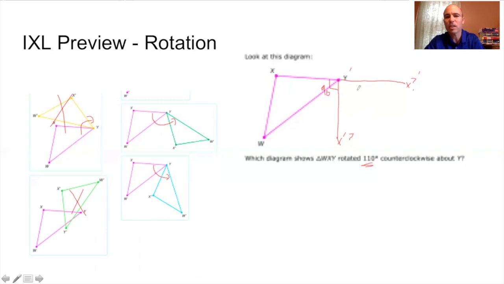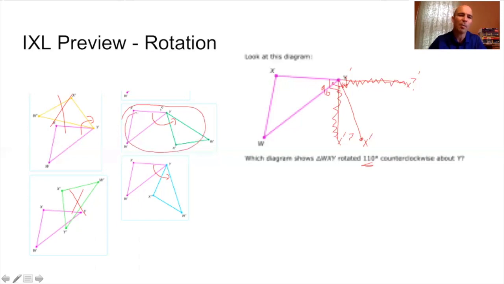And now 110 degrees. So I'll call that 180. 110 would be a little more than 90, but not quite as much as 180. So that is not the line we're talking about. This is not the line we're talking about. This is a 110 degree counterclockwise rotation. Which one of these is more closely represented? I'm saying this one.